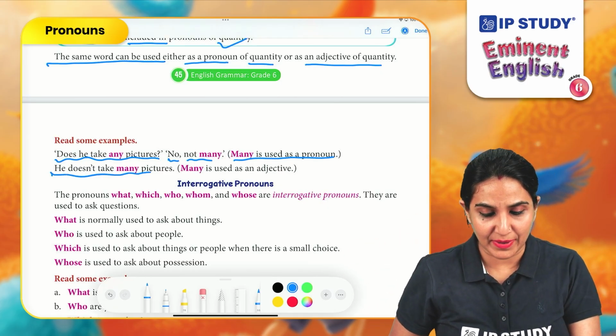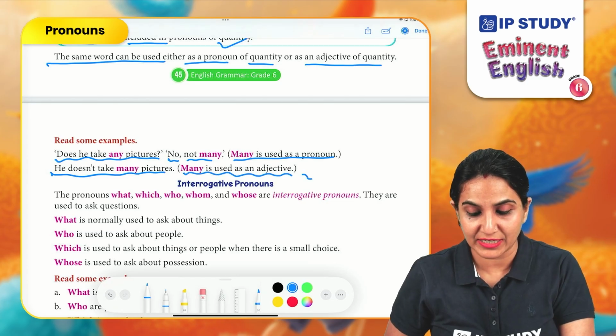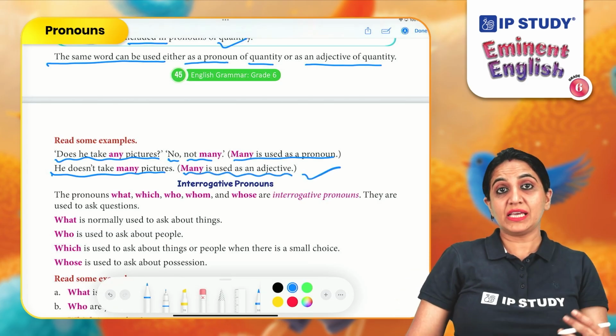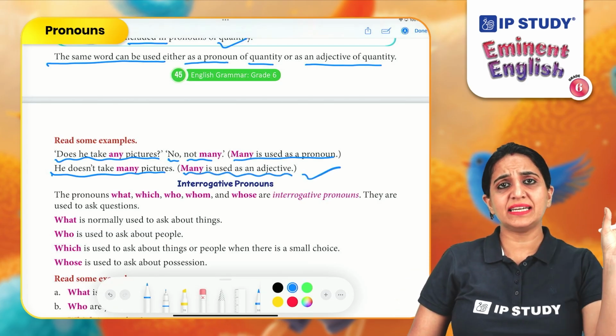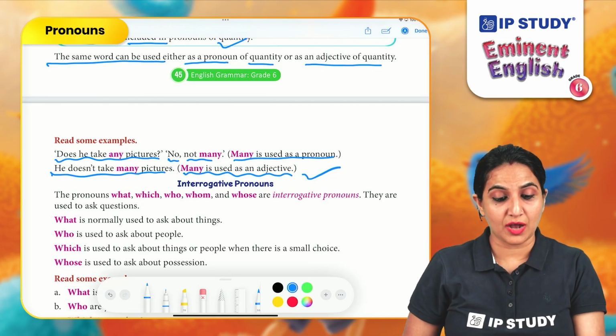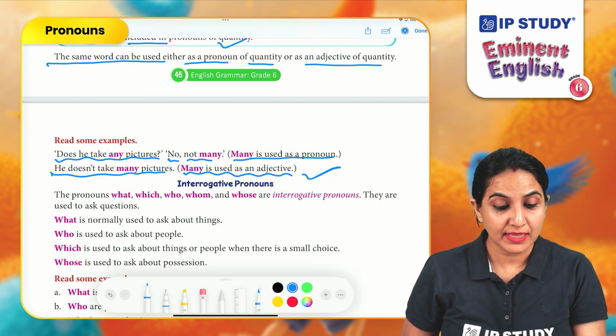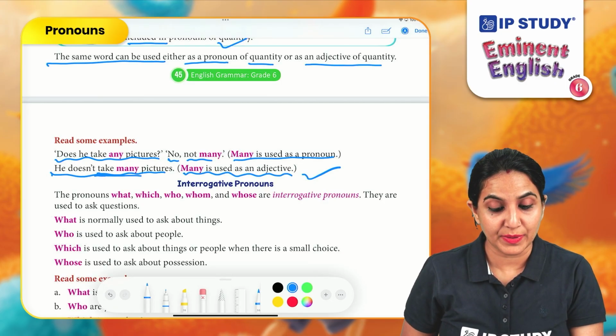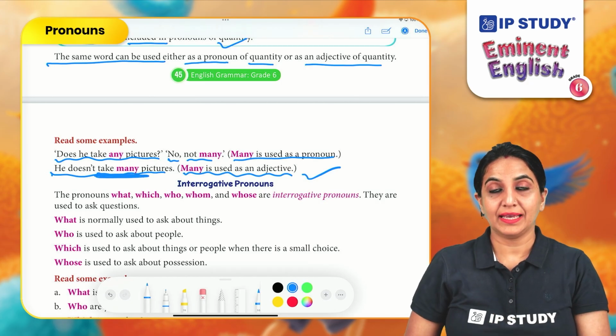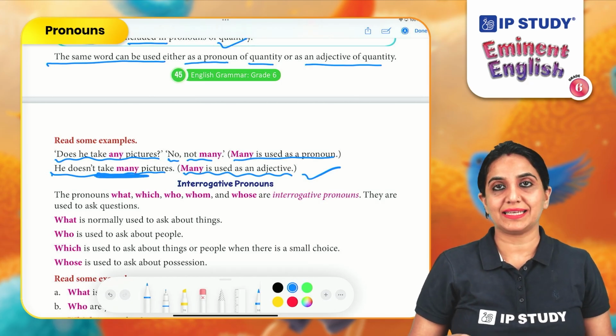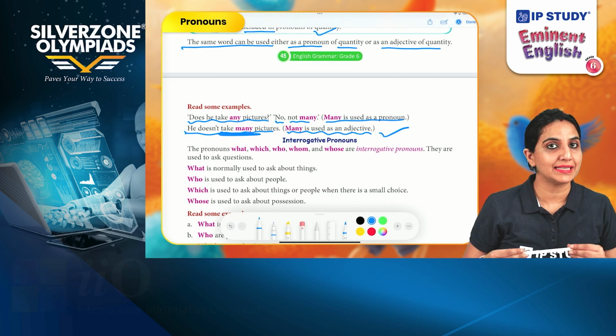He doesn't take many pictures. Many is used as an adjective when we say the same sentence, he doesn't take many pictures. Now again in this sentence, the verb take is being described by many. Hence many is used as an adjective of quantity in this sentence.